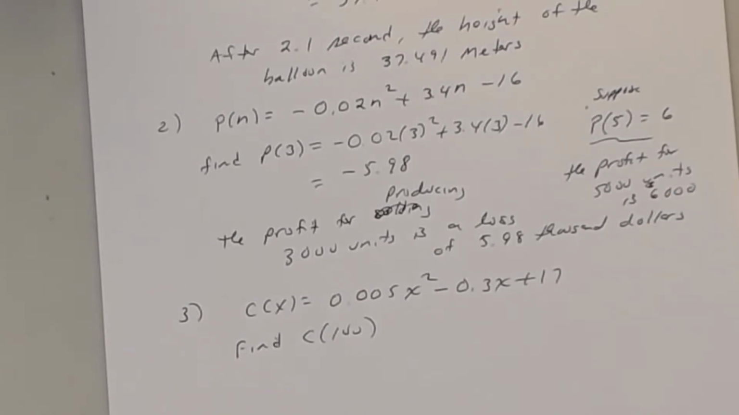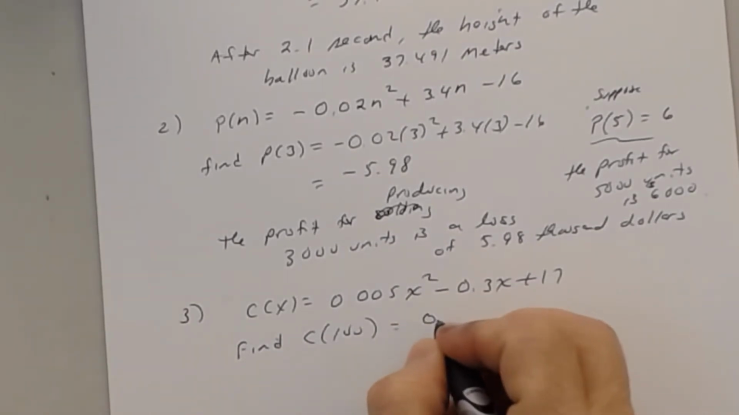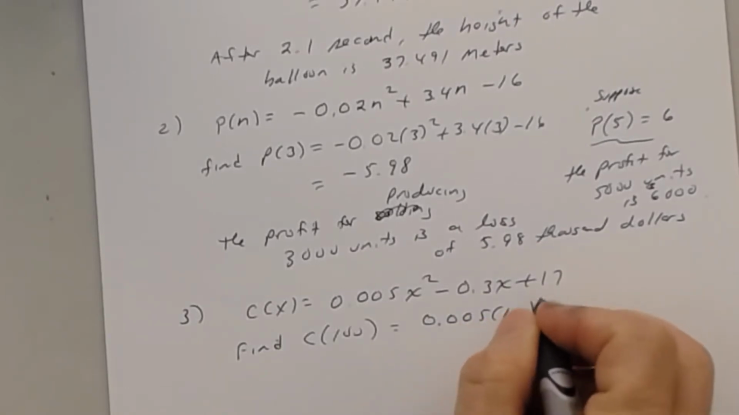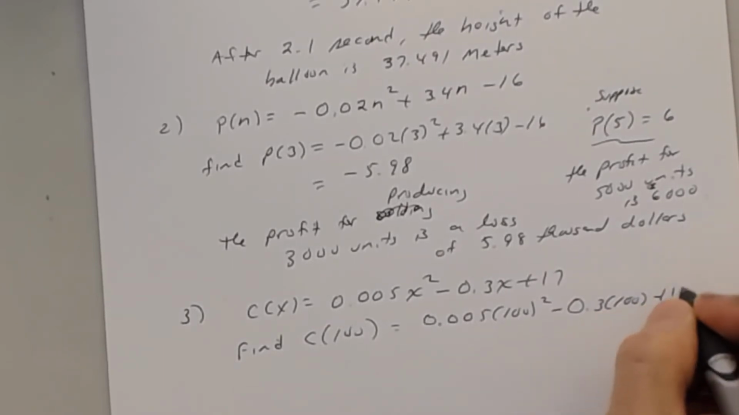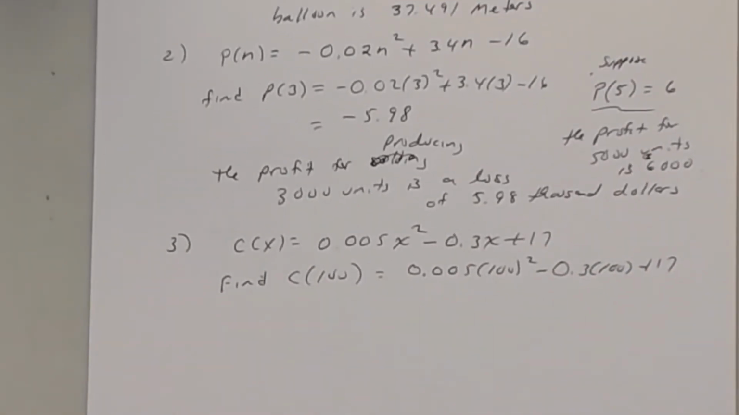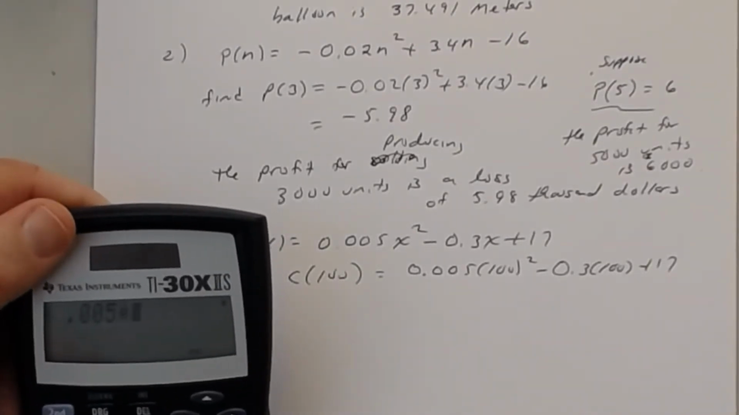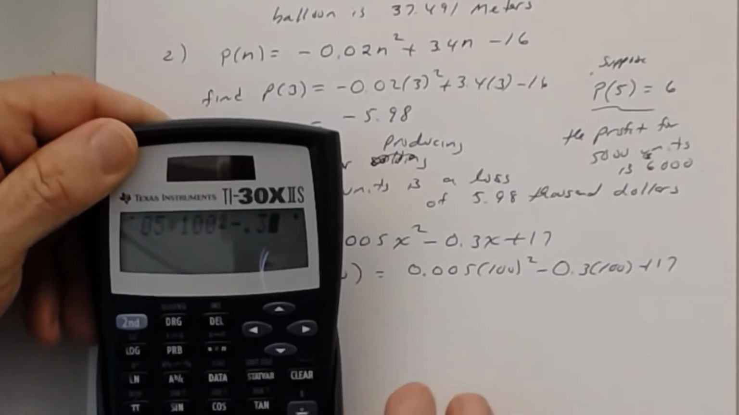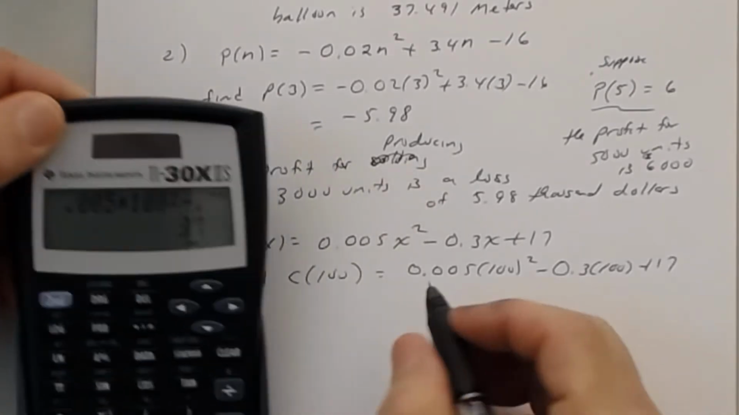All right, so how do you find C of 100? Yep, so we get 0.005 times 100 squared minus 0.3 times 100 plus 17. So in your calculator, let's see, 0.005 times 100 squared minus 0.3 times 100 plus 17. What you'll get? 37.